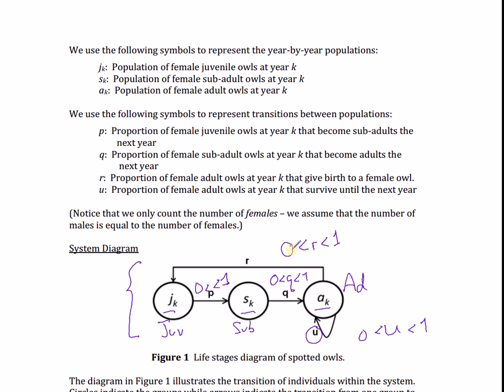Okay, so this diagram is a very good way of summarizing the information in this system, and we'll be using these system diagrams quite a bit. They're very often used in engineering. And here's the interpretation of P, Q, R, U according to the explanation that I gave. You can read that explanation at your leisure. Also, here's the explanation of the populations. As I mentioned, J_k, S_k, A_k are juveniles, subadults, and adults. Okay, so this is called a life stages diagram or transition diagram.